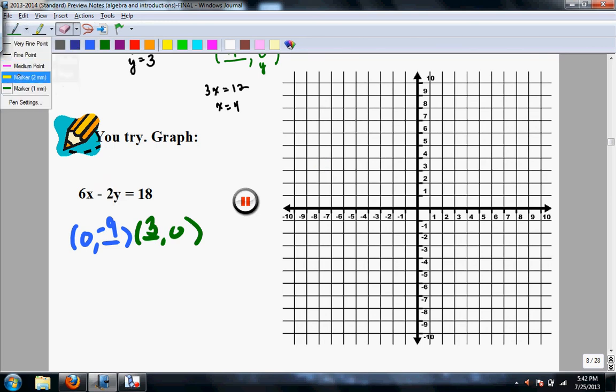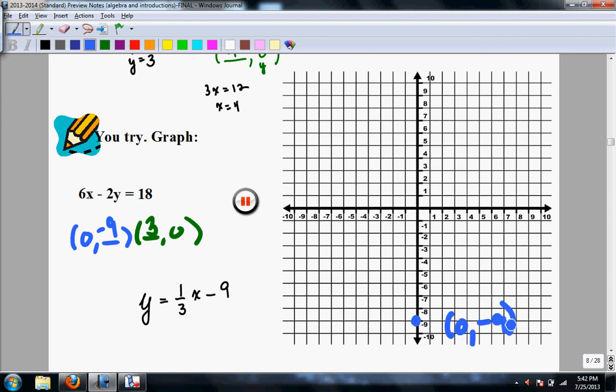If you did y equals mx plus b, your final line should look like this. y equals positive 1/3 x minus 9. Now, let's go ahead and graph the two intercepts. Your first intercept is (0, -9). That's down here. And your second intercept is (3, 0), which is right there.